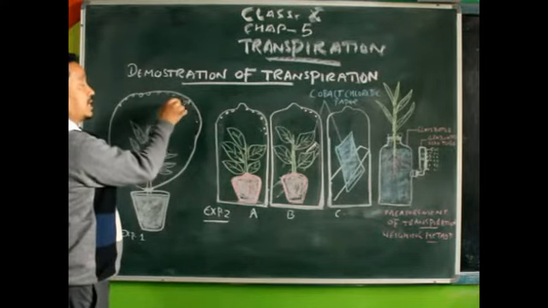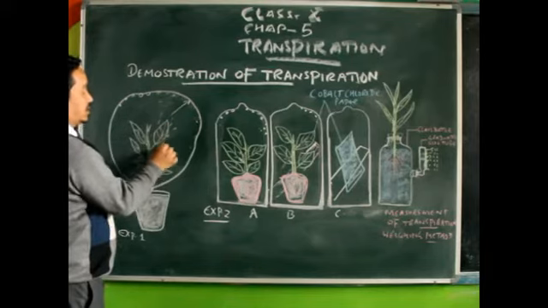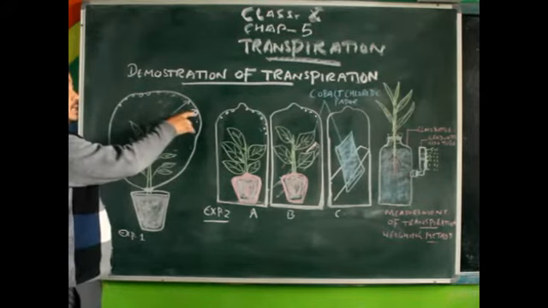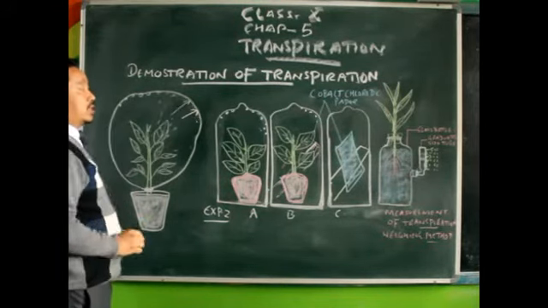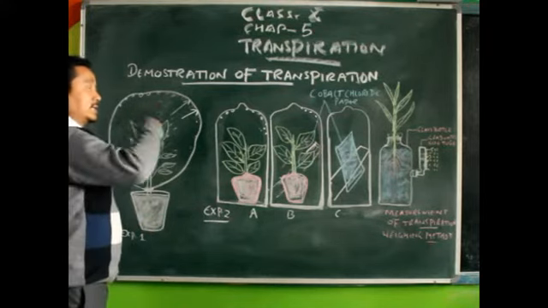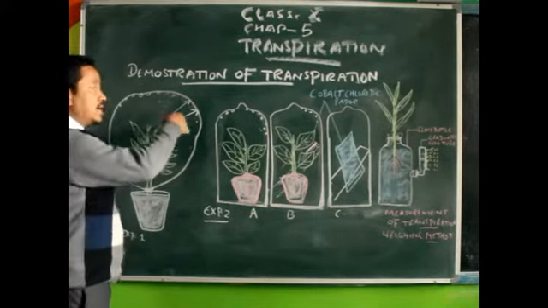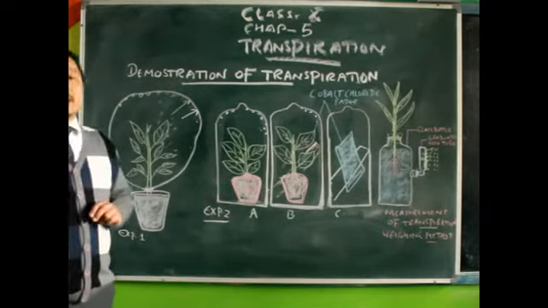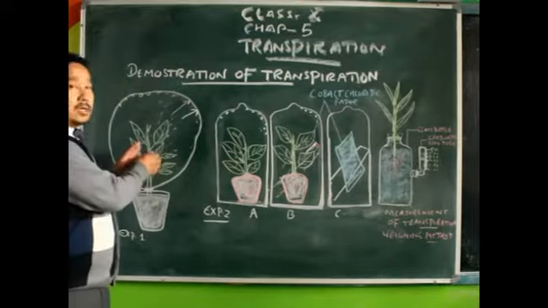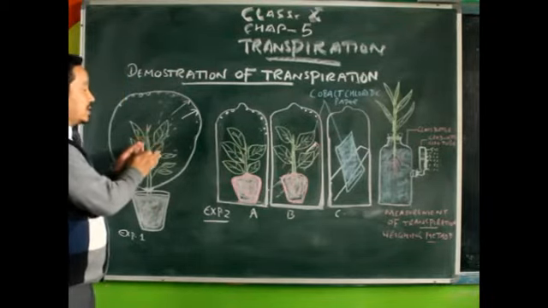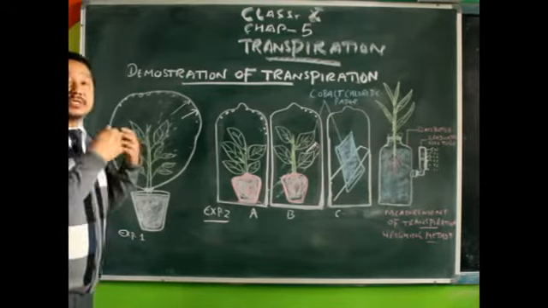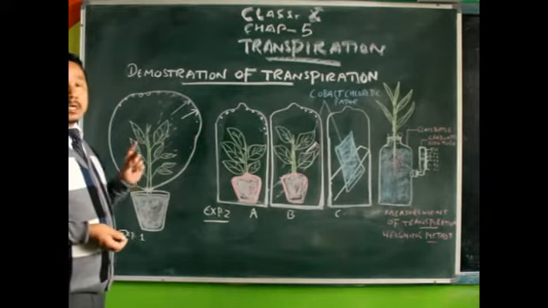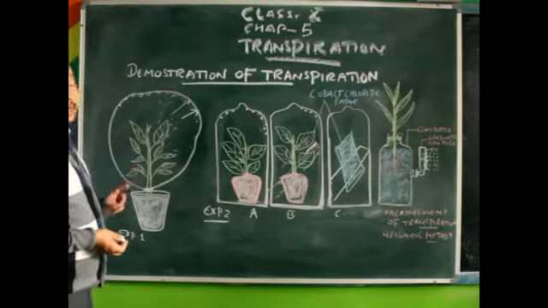Because of that, the water vapor which is escaping from here strikes the inner side of this transparent polythene bag and gets condensed into these droplets of water. So by this experiment, what we understand is that water is lost from the aerial region of the plant in the form of vapor, which is called transpiration. That is demonstration number 1, or experiment number 1.